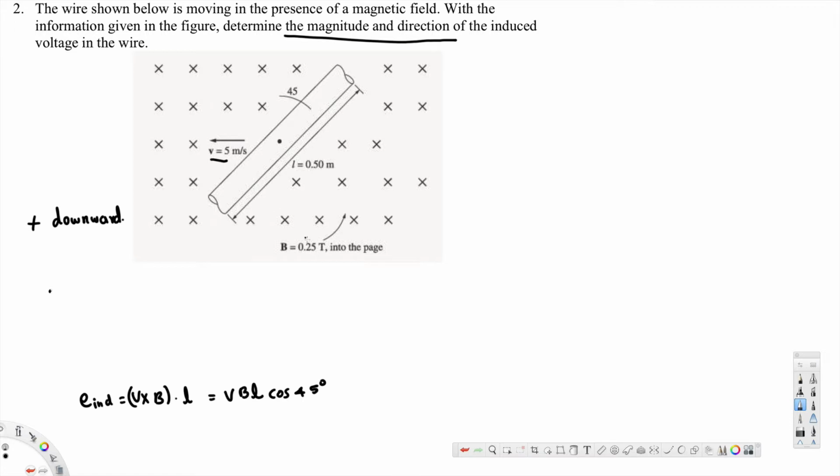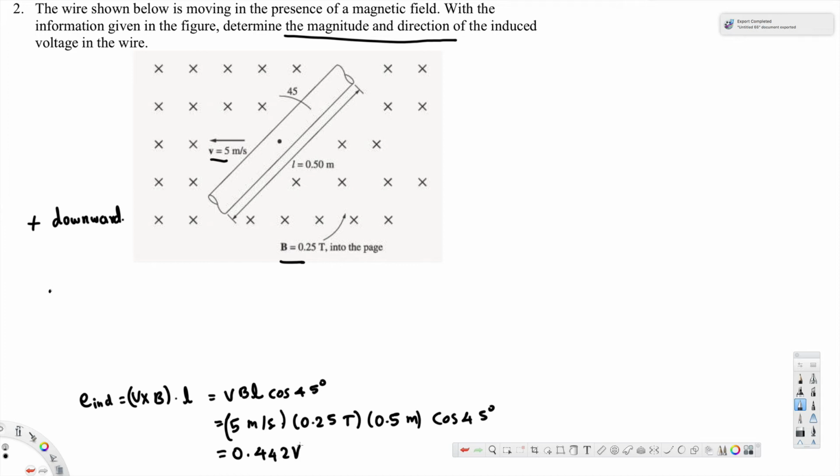Okay, V is in this direction, B is in the direction, and if you cross V cross B, you will get positive downward. Now VBL cos 45 degree: V is 5 m/s, that's given, 5 m/s, and B is the magnetic density, that is 0.25 tesla, and cos 45. L is the length, that is 0.5 meter, and cos 45, and that gives us 0.442 volt, and the direction is positive downward, and that's it.